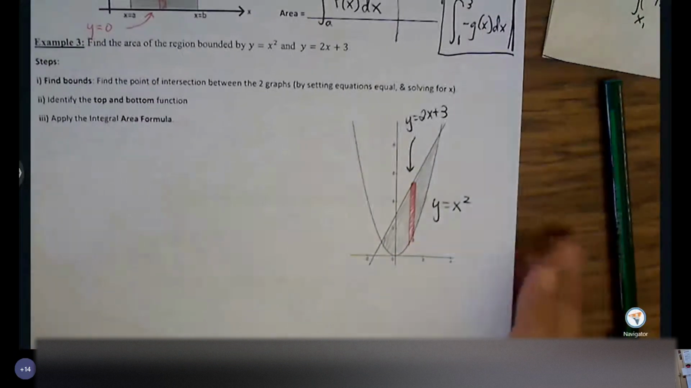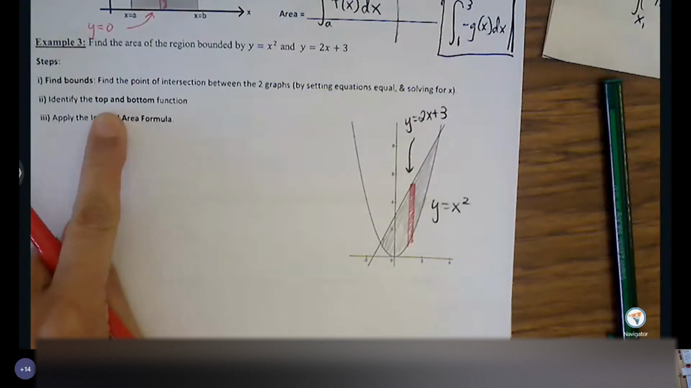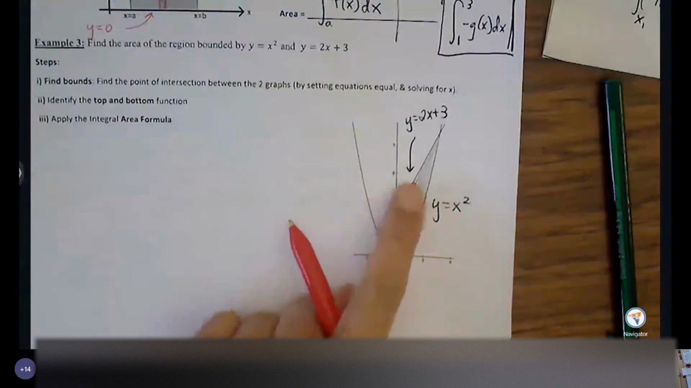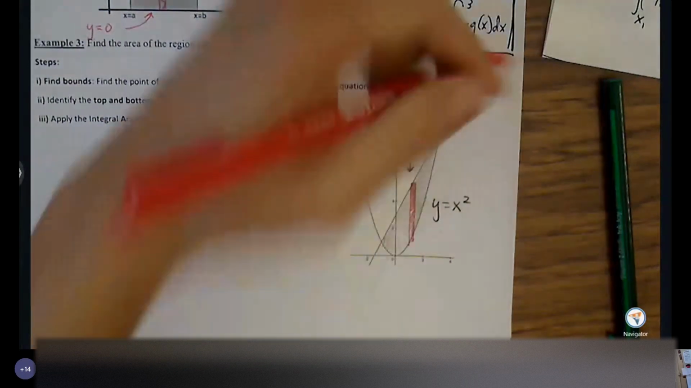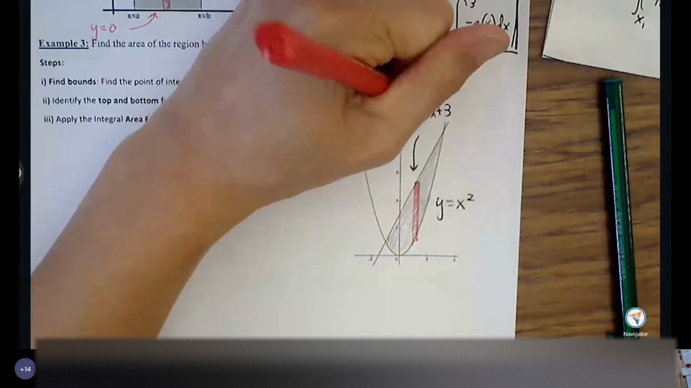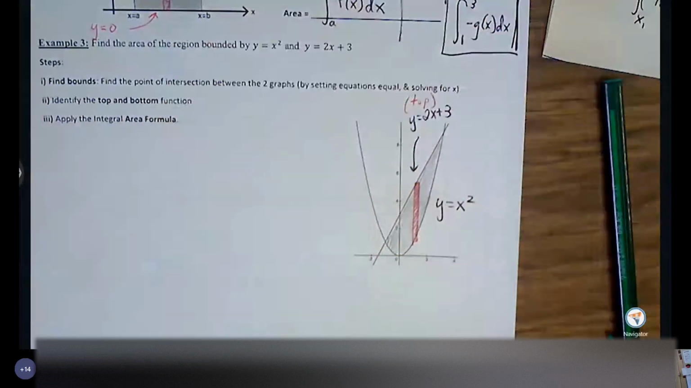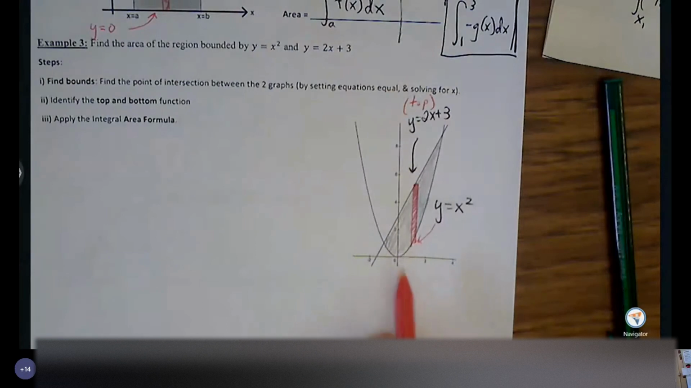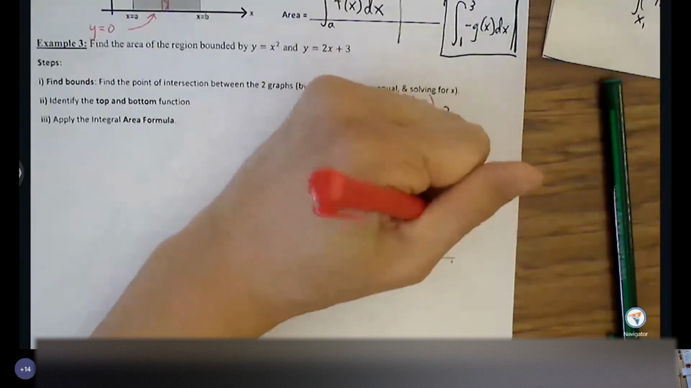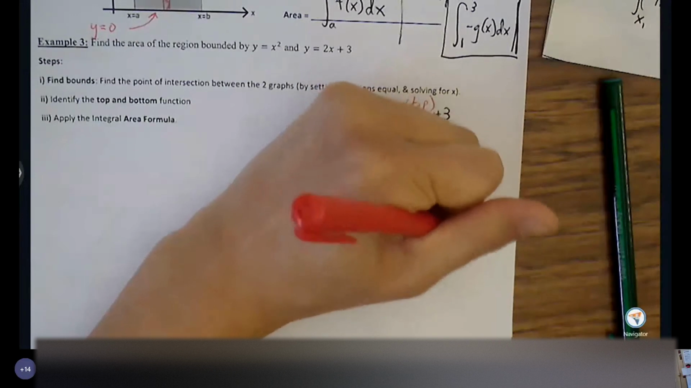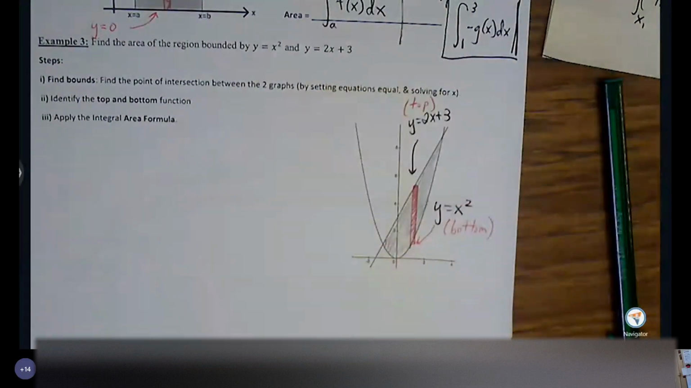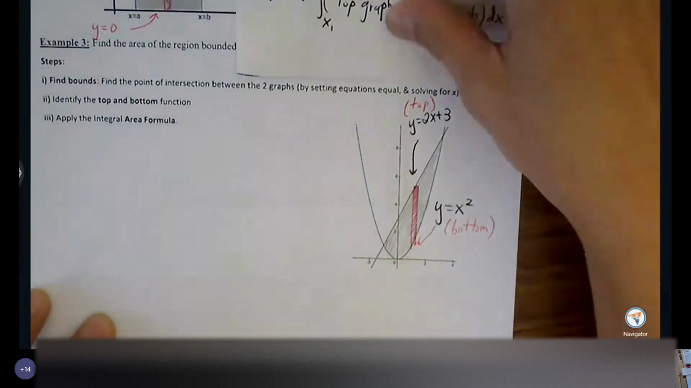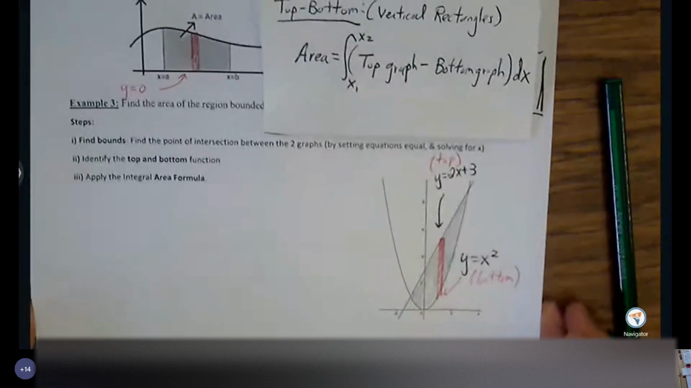I'm doing things a little bit out of order here. I'm going to identify the top and bottom function first. We see the top of the rectangle is touching the linear graph, so this 2x plus 3 must be the top graph. The bottom of the rectangle is touching the curve, so we know the x squared must be the bottom function. Okay, so we know which one is the top and which is the bottom.